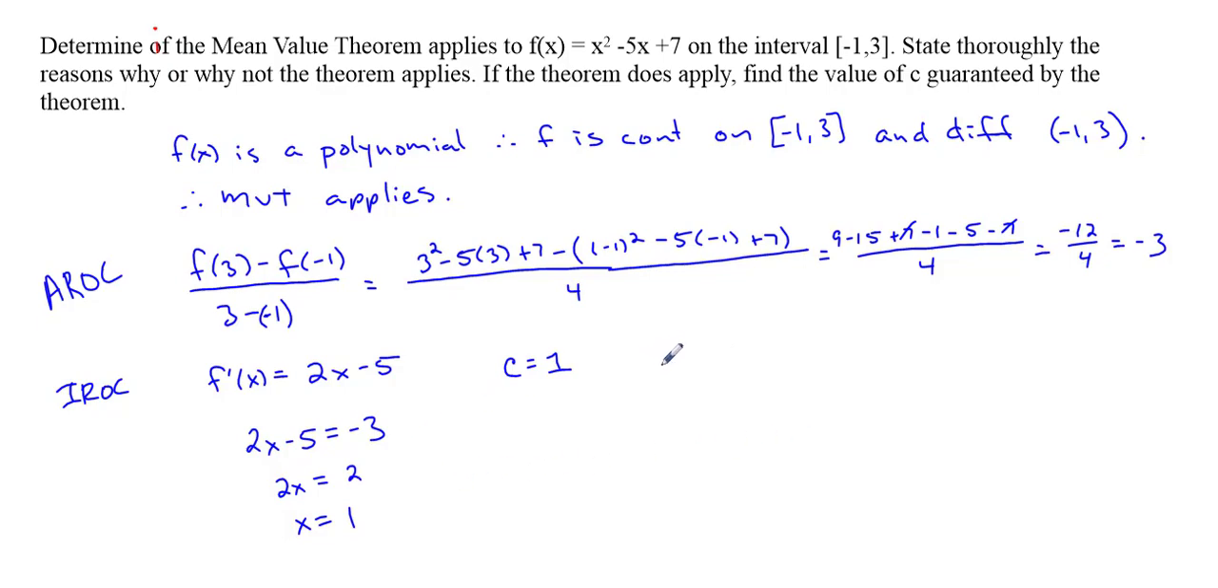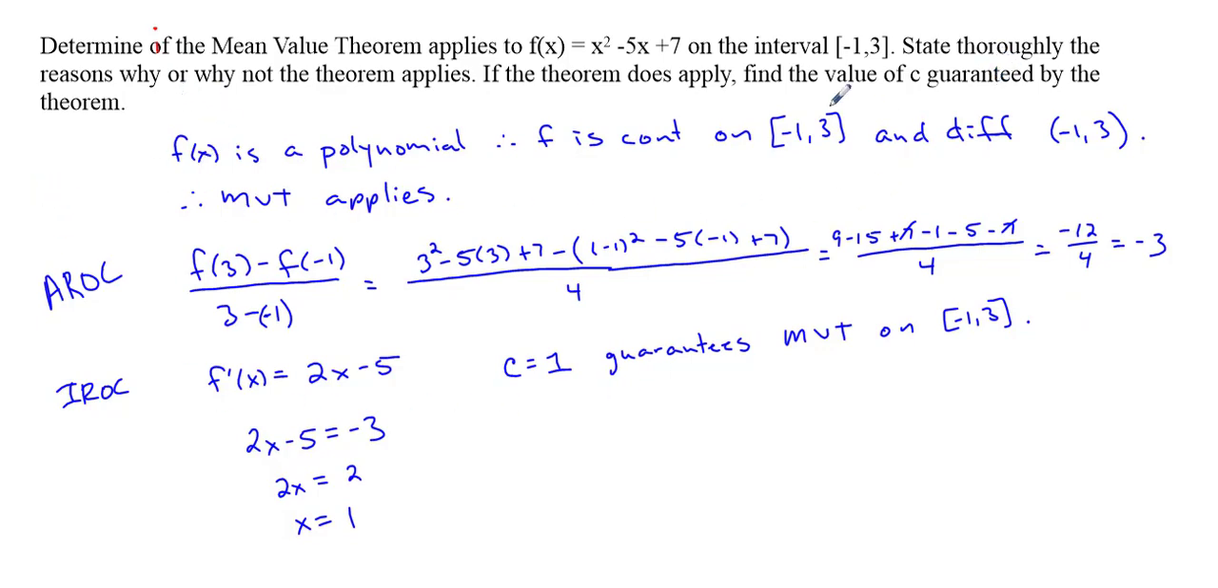C equals 1 guarantees MVT on the closed interval, -1 to 3. Good enough. Any questions on this? It is something we've kind of done before. We've asked you guys to find when a slope is equal to a number. Well, that number now is just an average rate of change. Okay.